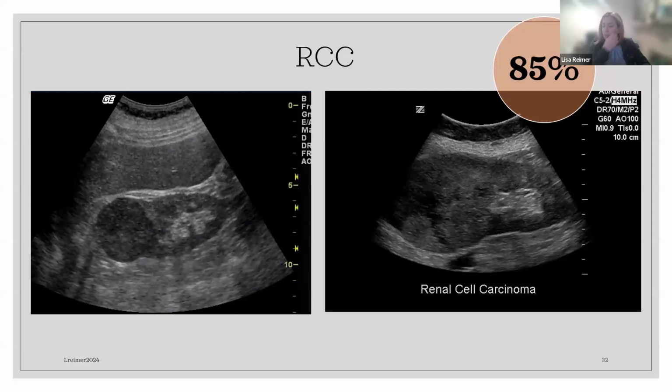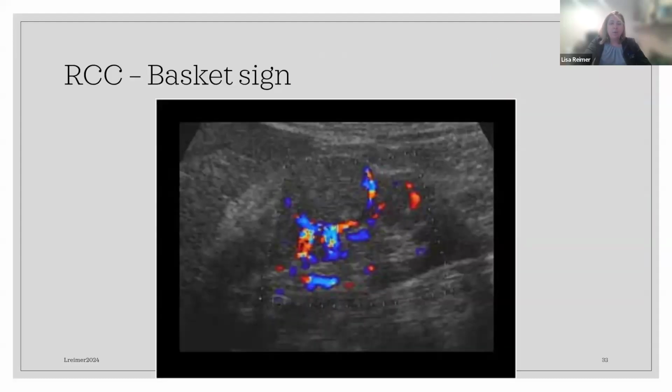So the picture on the left is a smaller RCC, and the picture on the right is a much larger RCC. If you put color Doppler on RCC, you have this interesting finding that we wouldn't anticipate a cancerous mass to have. We would anticipate a cancer to have very hyperemic flow. RCCs have what's called a basket sign, so it almost is more of a peripheral predominant flow. So that is an example of that.